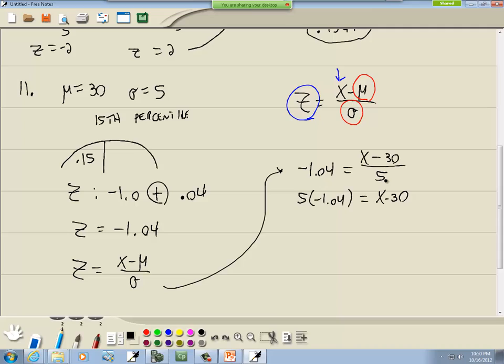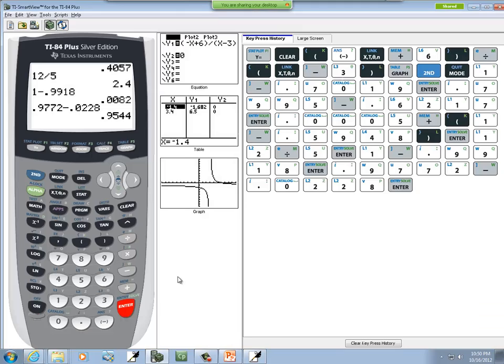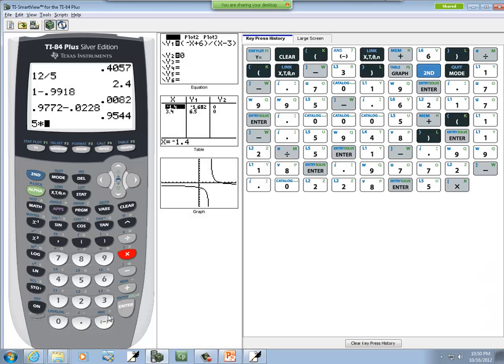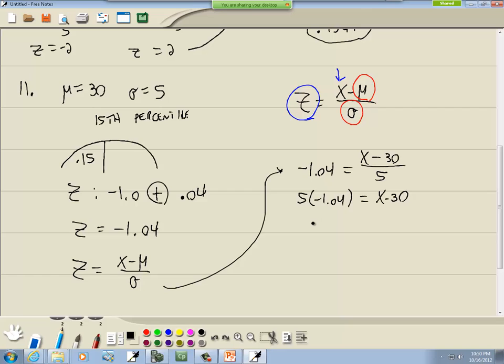And I think that's negative 5.2, but let me see. I'm not very good with decimals. So 5 times negative 1.04. Enter. Negative 5.2.